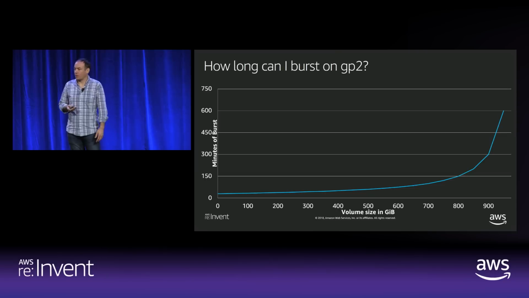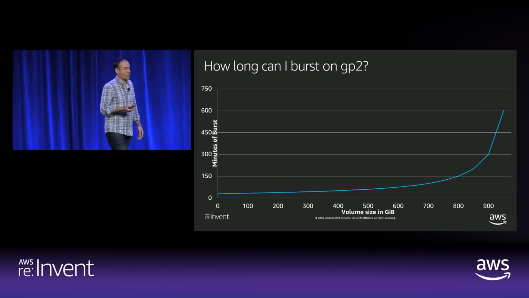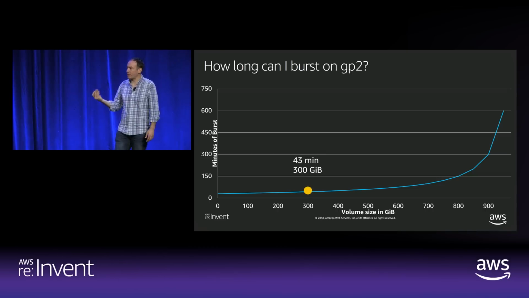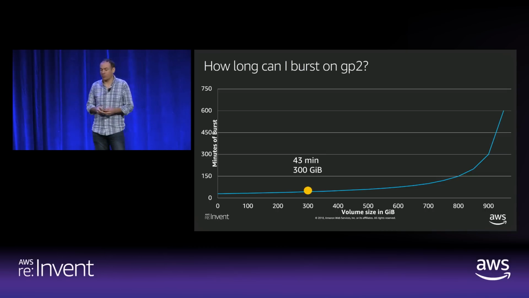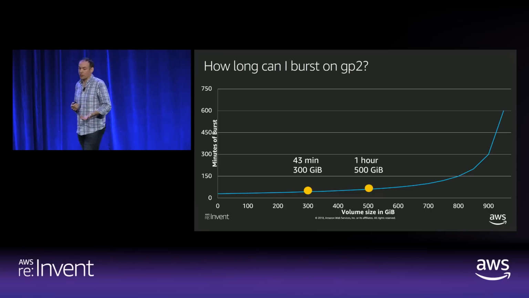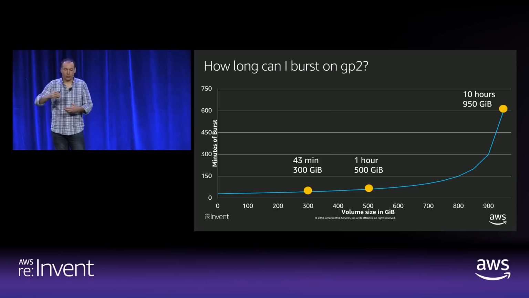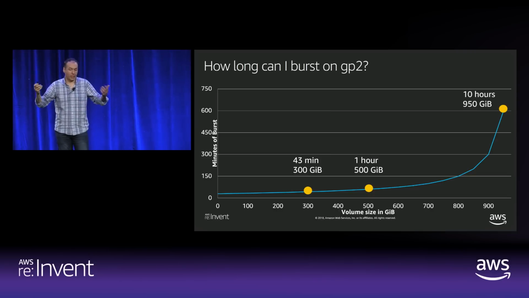Our smallest volumes are designed to burst for 30 minutes. Right? And that's where that 5.4 million comes from. But as we increase in size, we can burst for a longer and longer period of time. So that 300 gigabyte volume, you can burst for 43 minutes. If you go up to 500 gig, it's an hour of burst. And then as you approach 1,000 gigabytes, you get a very long period of burst, so 10 hours. You get really close to almost infinity, and then you get above that into the non-burst regime.